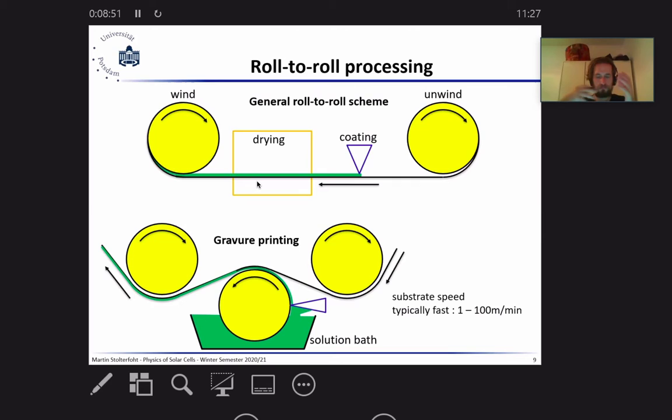Here two methods are shown: general roll-to-roll processing, where there are literally rolls and a film is tracked by one roll as shown here, and there's kind of an opening where the material is put onto the film, and then you can imagine how it works. Like printing a newspaper.